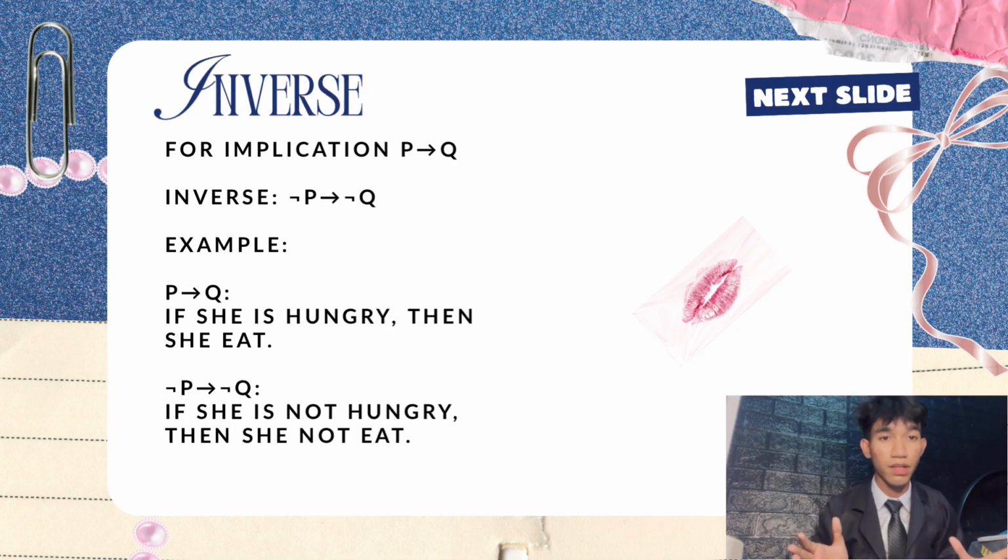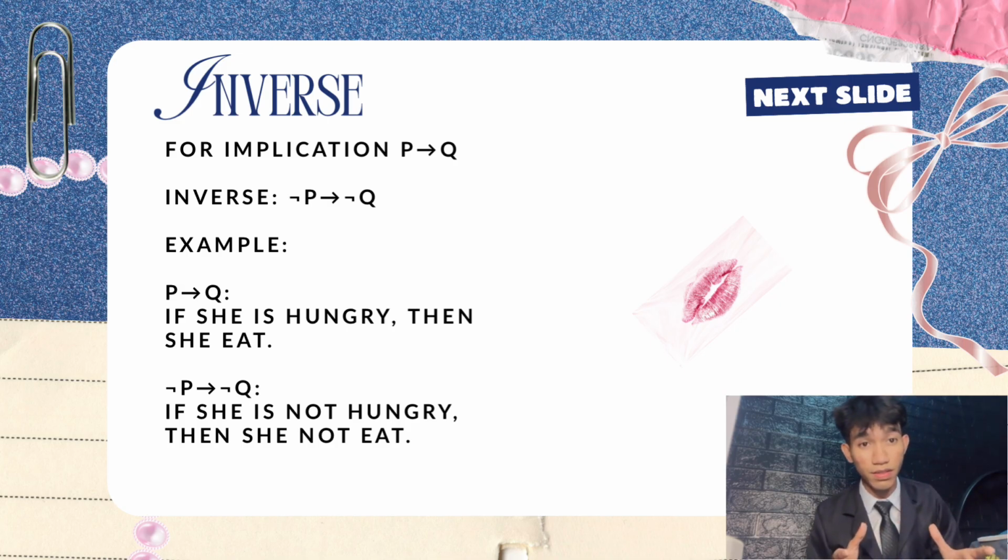So what is inverse? For implication P implies Q, the inverse for this implication is negation P implies negation Q. So to make it easier for us to understand, let's just use the same P and Q, which is P, she is hungry, and Q, she eats. So the inverse for this implication is if she is not hungry, then she does not eat. So this is the inverse for the implication P implies Q, which is negation P implies negation Q.